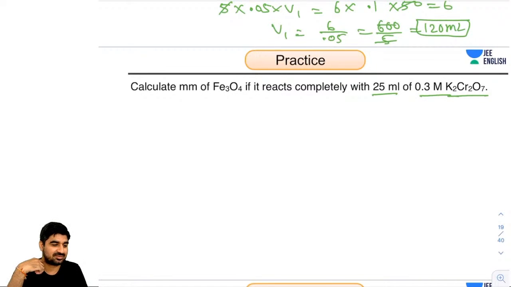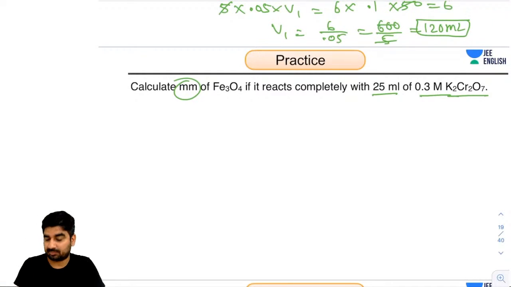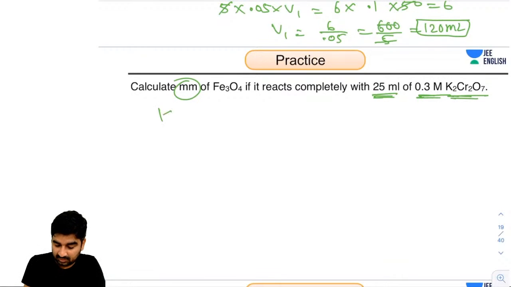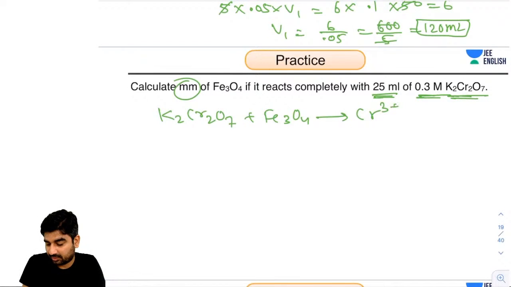Okay, guys. Now let me solve it. Calculate millimoles. I have not asked for the mass. So let's see why you are calculating mass here. If it reacts completely with 25 ml of 0.3 molar K2Cr2O7, the reaction will be K2Cr2O7 with Fe3O4, and chromium goes to +3. So guys, the n factor of K2Cr2O7 is 6.